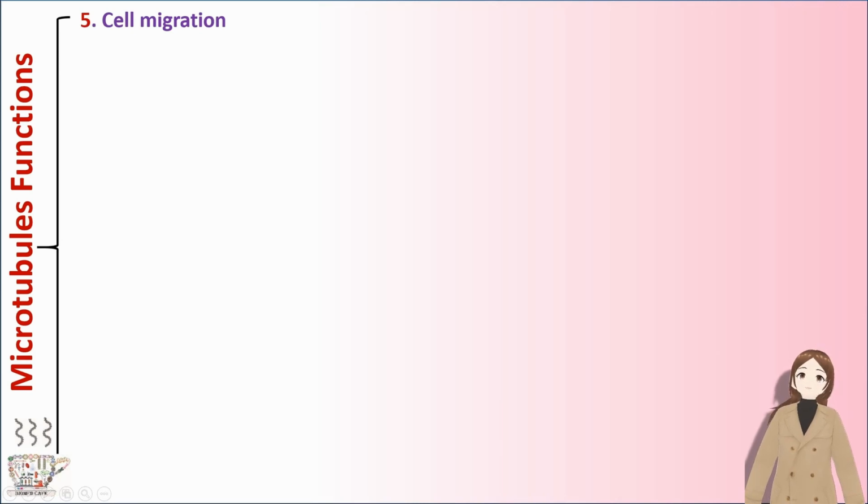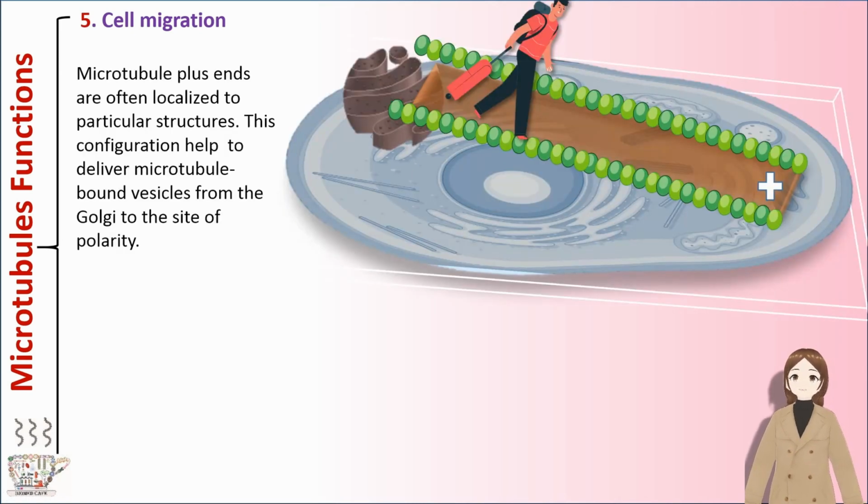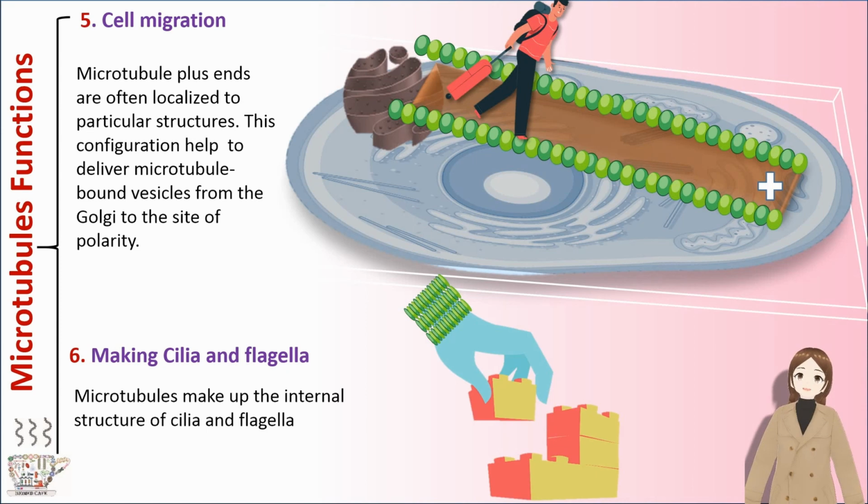5. Cell migration. Microtubule plus ends are often localized to particular structures. This configuration helps to deliver microtubule-bound vesicles from the Golgi to the site of polarity. 6. Making cilia and flagella. Microtubules make up the internal structure of cilia and flagella.